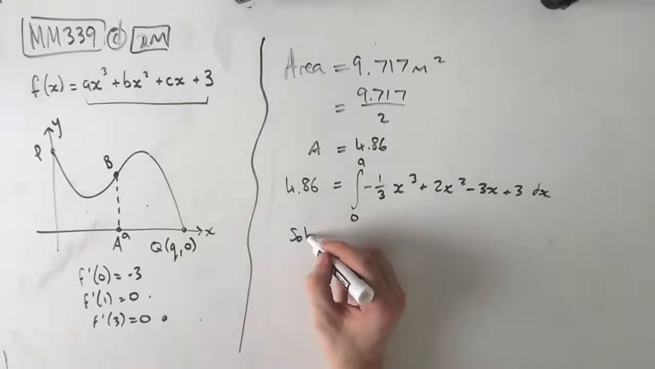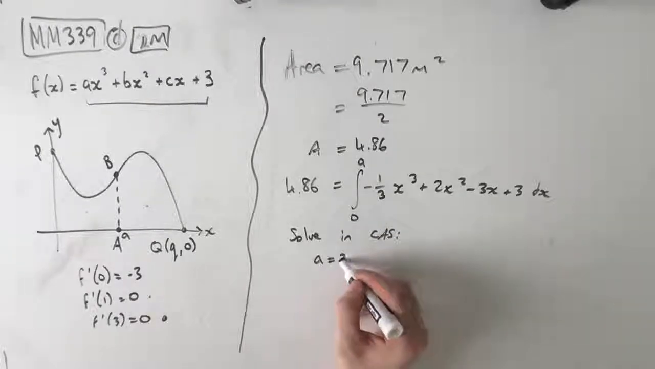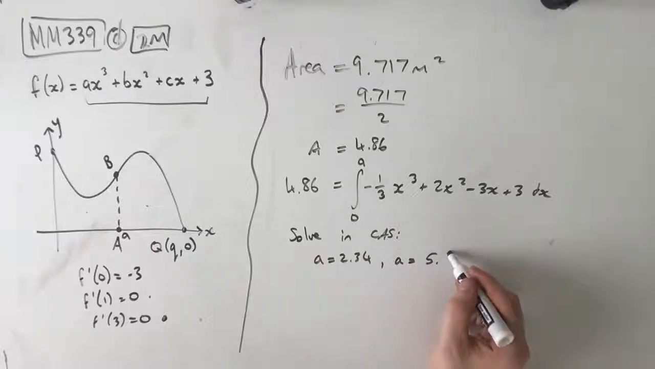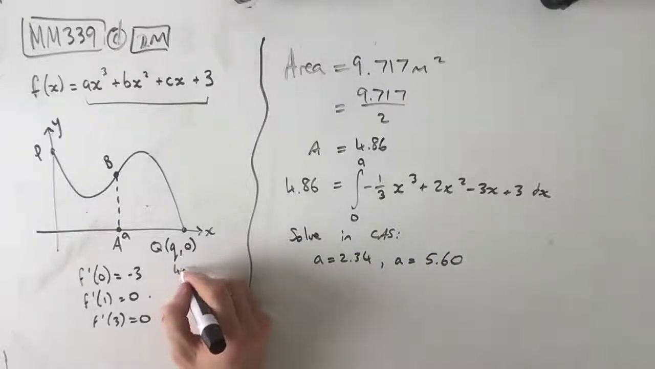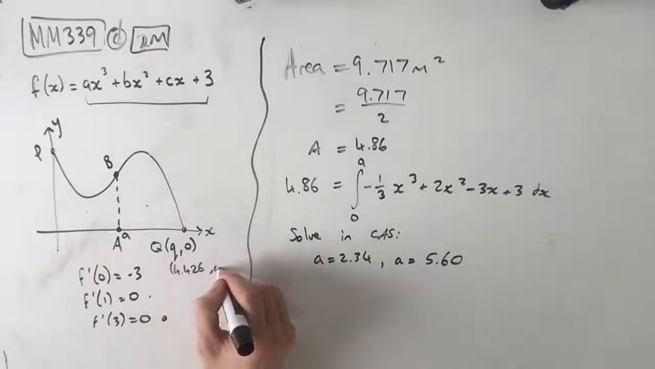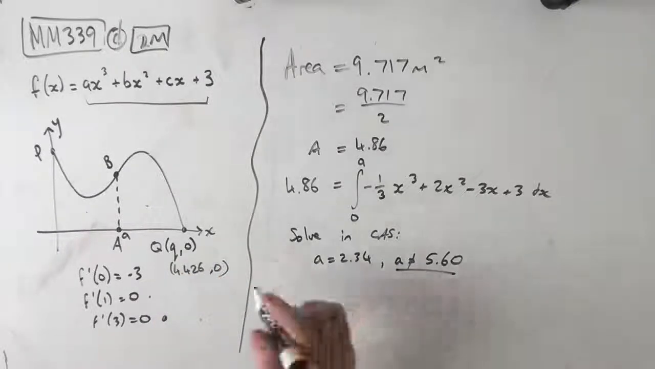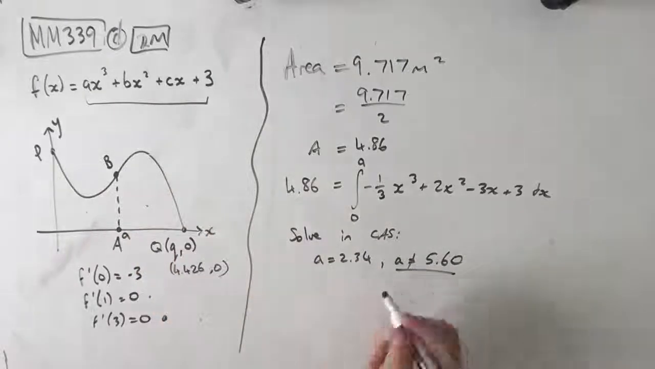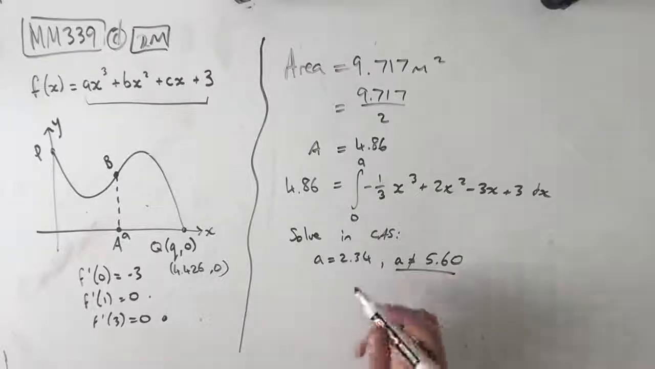So now we can solve that in our CAS. And what we get is A equals 2.34 and A equals 5.60. And now because our Q value here is actually 4.426, this cannot be right? Because otherwise it would be down here somewhere. So A equals 2.34 has to be correct, which means that A equals 2.34. Awesome.